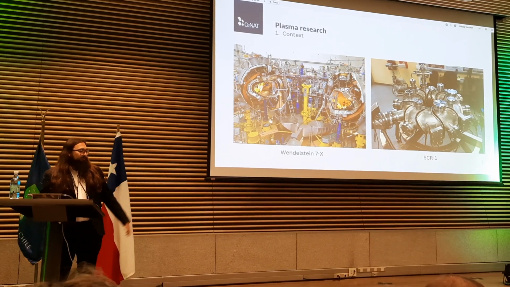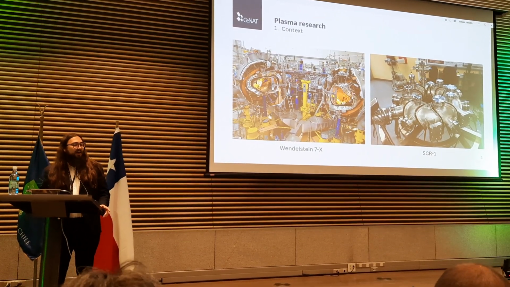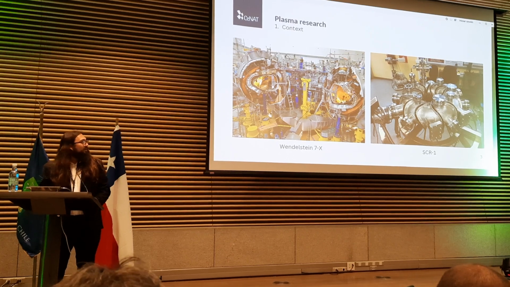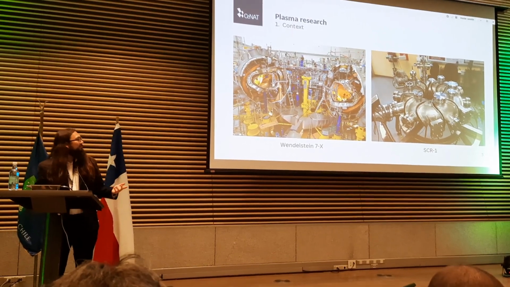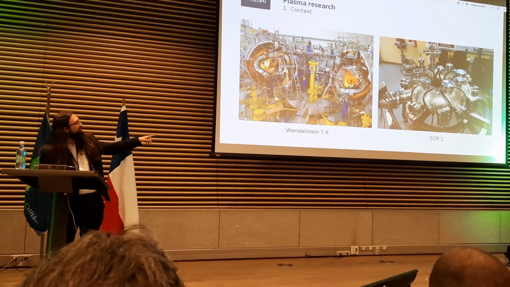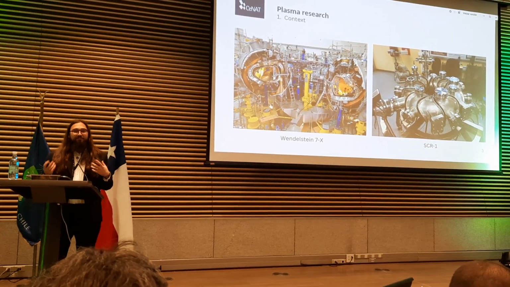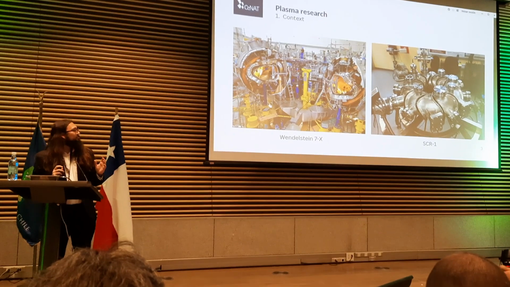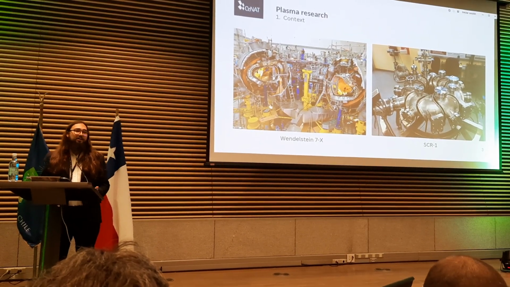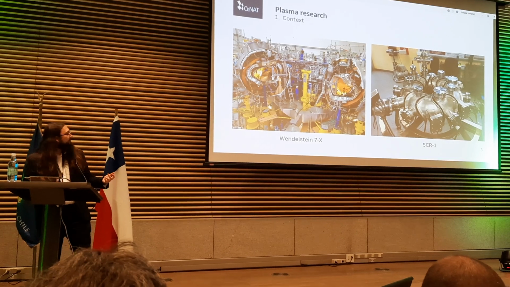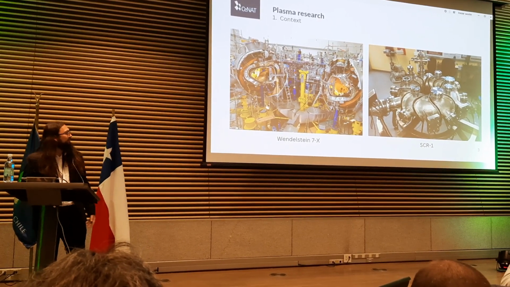Here we can observe two stellarators, the Wendelstein 7-X and the SCR1, which are plasma confinement devices. These are helically symmetric toroidal tubes surrounded by solenoidal coils that generate a magnetic field that can be used to influence charged particles, or say, for example, atoms of hydrogen that can then fuse into helium, and this can be used to generate energy.